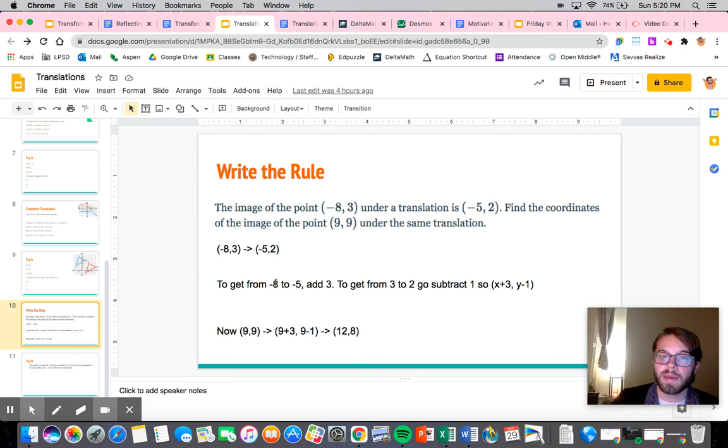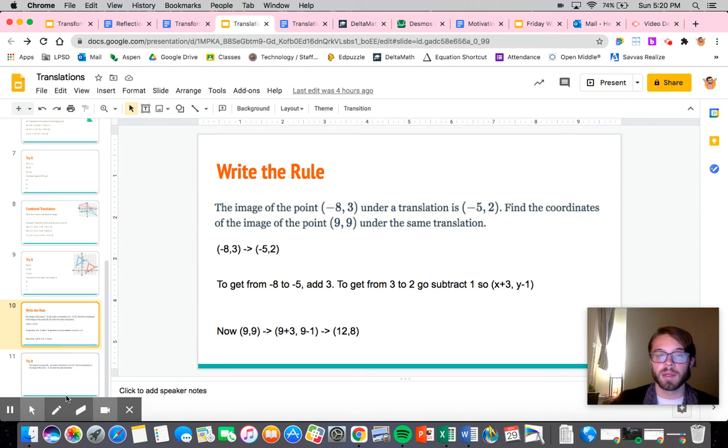So to get from negative 8 to negative 5, we're adding 3. And to get from 3 to 2, you subtract 1. So x plus 3 and y minus 1. So that's all you're doing. That's the rule. So now it's asking us for 9, 9 under the same rule. So 9 plus 3 is 12. 9 minus 1 is 8.